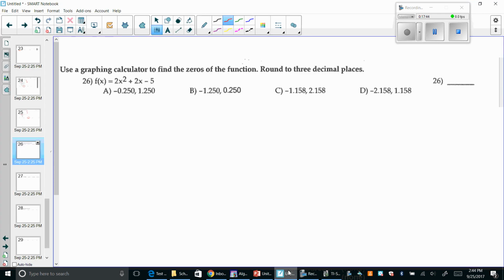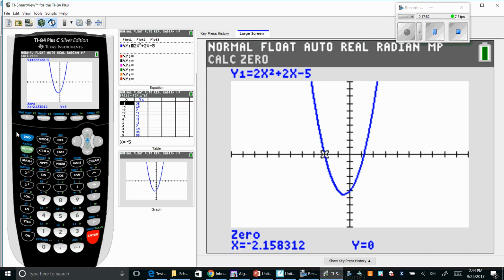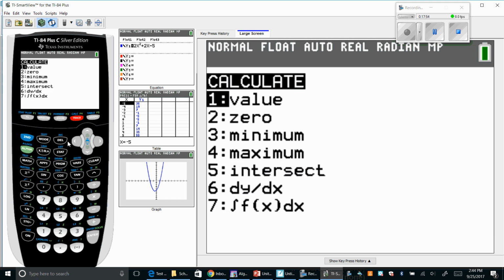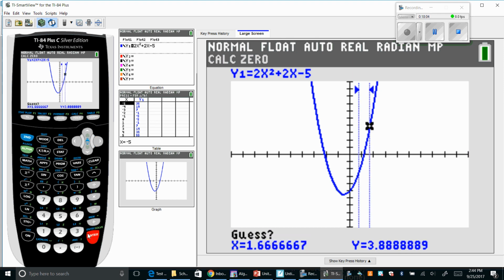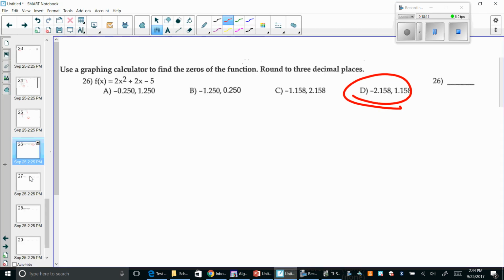-2.158. So this has to be my answer. It's the only one that has that one for a choice. I'll come back over here and just to make sure, do the one on the other side, make sure I get the other answer. Second trace 2. Move over here close to this one. I need a left bound and a right bound. And there you go. 1.158 would be the other one, which is exactly what it says.